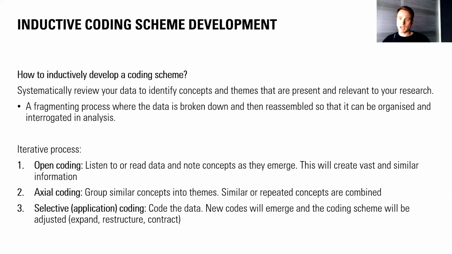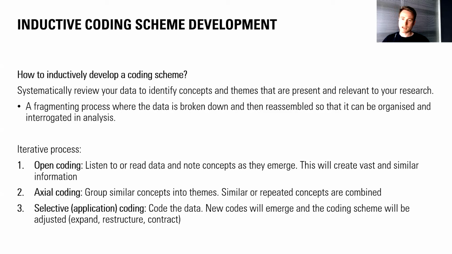Okay, the next stage is axial coding. And this is where we start to take those many concepts that we identified and wrote down, and we start to group those into themes. And when we're putting those into themes, you'll notice a lot of repetition. So concepts come up multiple times or similar concepts arise. So it's really about combining those together.